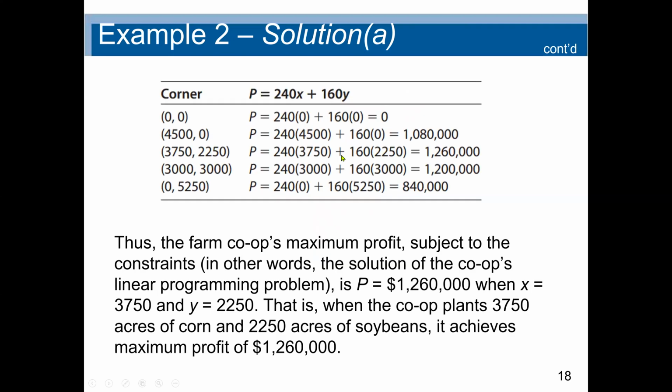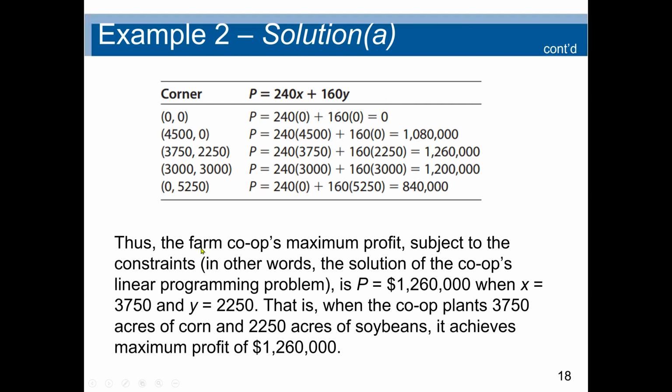The first one is 0, 0. Then we have 4,500 and 0, then 3750 and 2250, 0 and 5250, and 3000, 3000. That makes 5 points. Now, when we plot the points, we look for the maximum profit. The maximum profit here will be 1,260,000. That's the maximum value. The minimum profit, of course, will be 0.